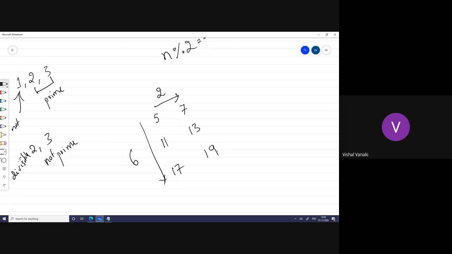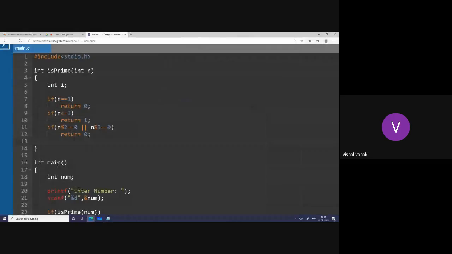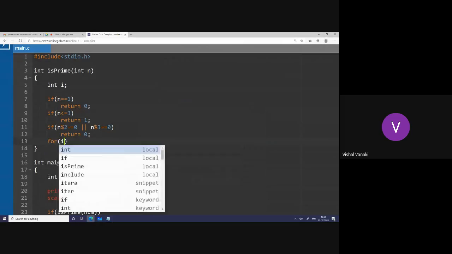So what does the definition of Sieve's algorithm say? If the number is not divisible by any prime number. So I have to generate all the prime numbers now to check whether the given number is divisible or not. So how do I generate prime numbers? My next prime number is I equal to 5, right?